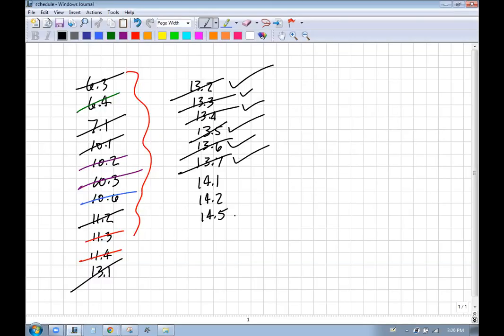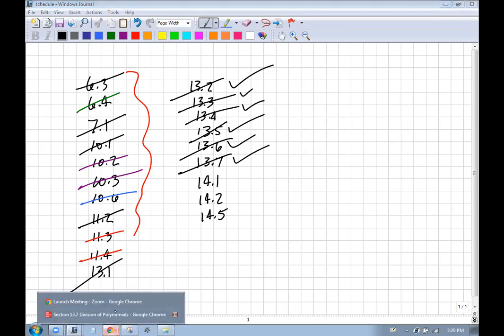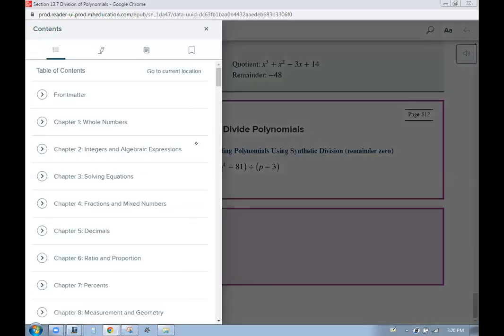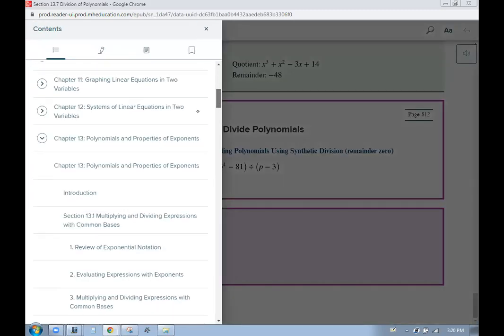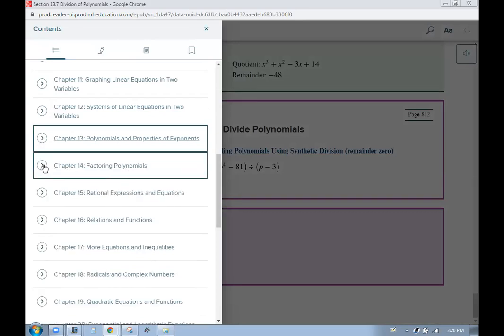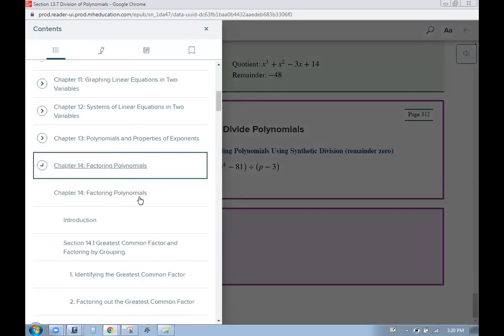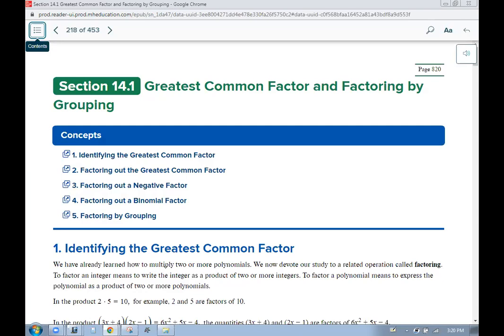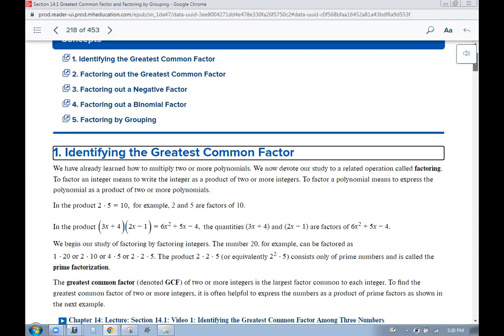So get your Alex homework done on there. And now we're skipping to 14.1. Identifying the greatest common factor.